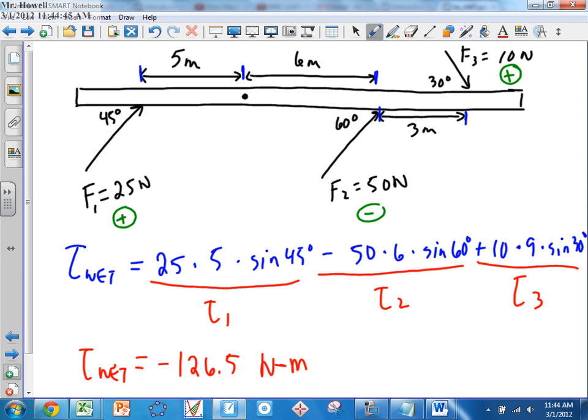What does this mean again? Negative? Which way is it going to go? Counterclockwise. So my answer, the torque is going to go that way. So this beam will start to spin in that direction.